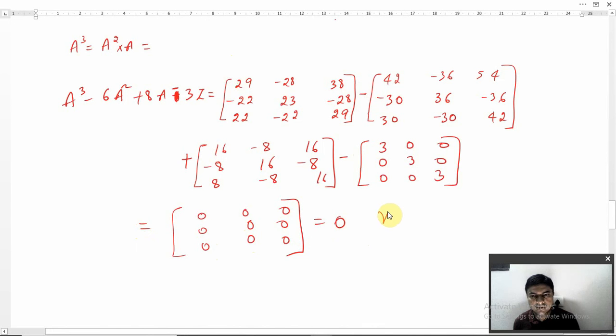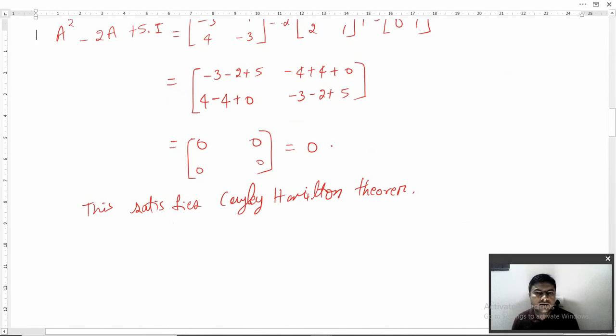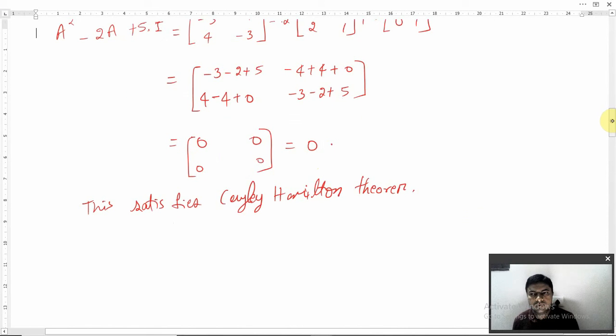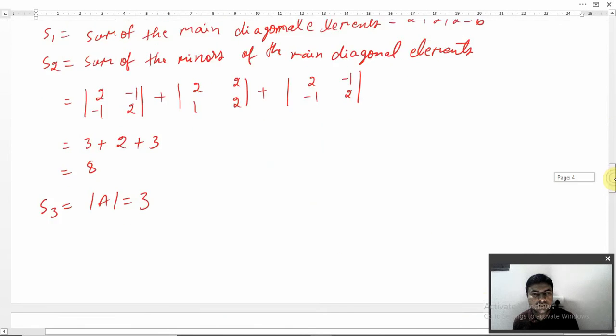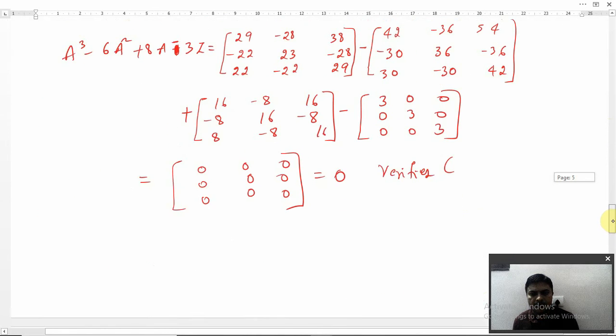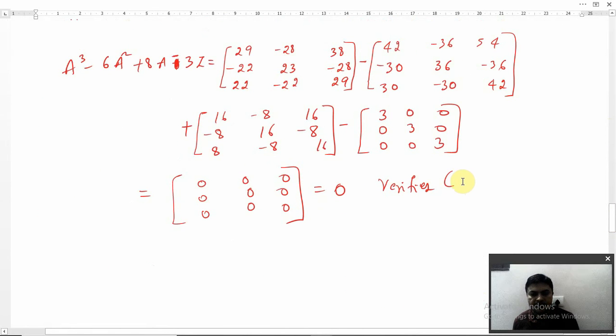So this verifies our Cayley-Hamilton theorem. So this is how we simplify for a 3 cross 3 matrix. Yes friends. So just say this as the CH theorem.